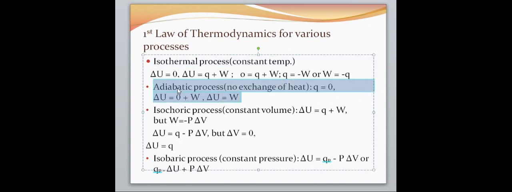This happens when no exchange of heat takes place, or during an adiabatic process. In an isochoric process, the volume is constant. Now you would say, sir, delta U is equal to Q plus W, and there is no volume here. But if you remember, what is W? W is minus P delta V, which we got as the expression for work, at constant pressure.